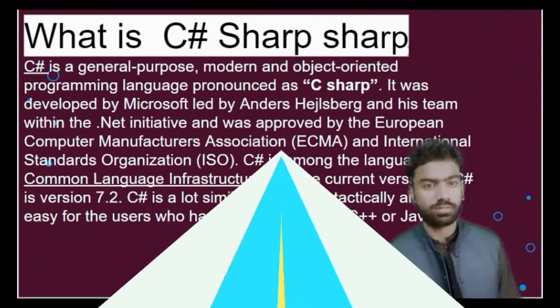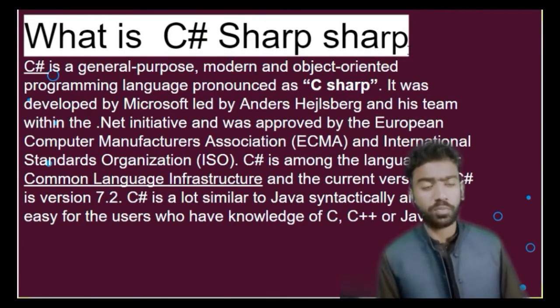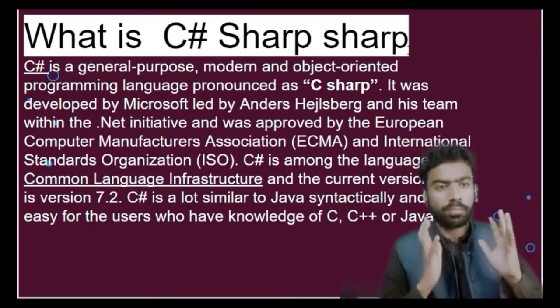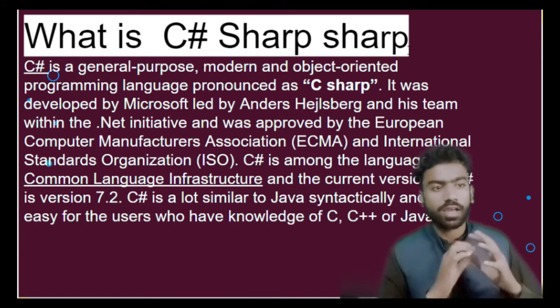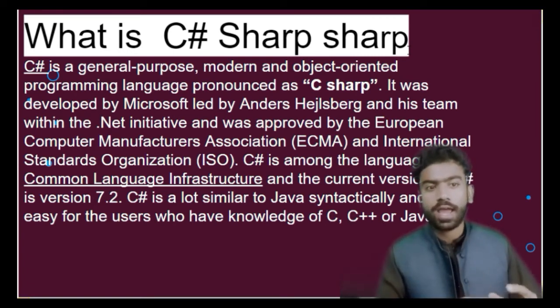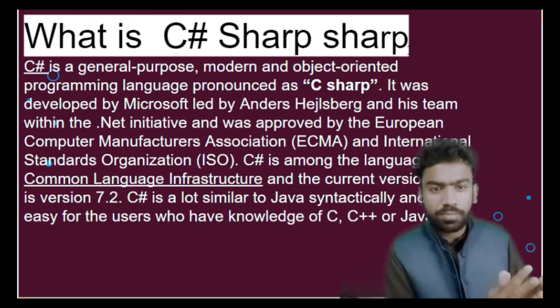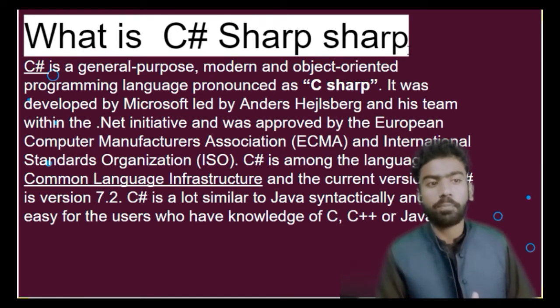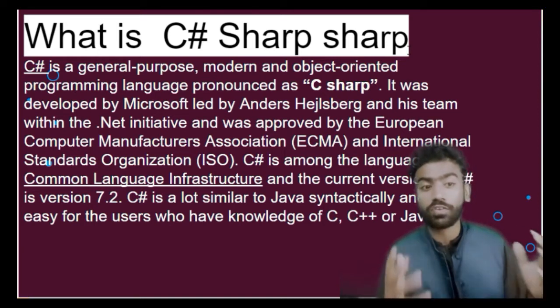What is C Sharp? C Sharp is a general purpose, modern and object oriented programming language. Pronounced as C Sharp, it was developed by Microsoft and led by Anders Hejlsberg and his team within the .NET initiative, and was approved by the European Computer Manufacturers Association (ECMA) and the International Standards Organization (ISO).